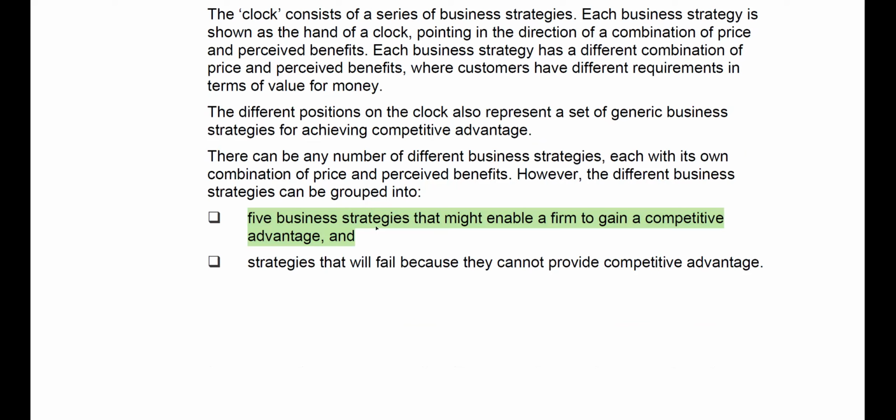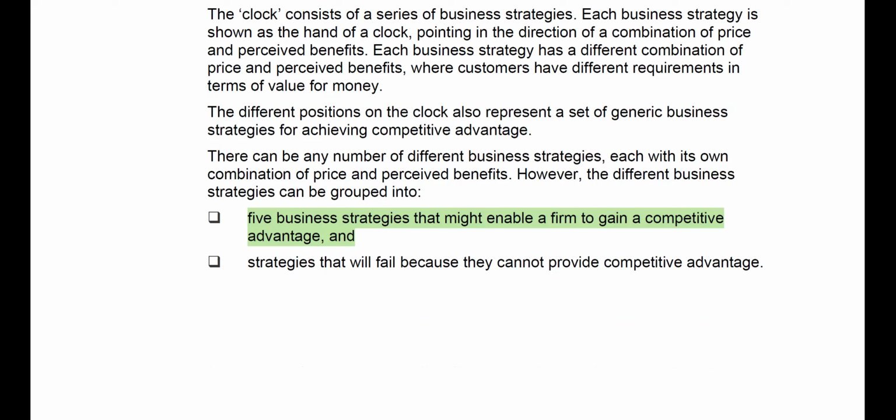True or false? Anything that has a high price and a low benefit, is it not destined for failure? Yeah, it's destined for failure. Because at the end of the day, the price is too high than the benefit you are getting. So you are not likely to buy, right? So those strategies that fall here are failure strategies. They are bound to fail. Okay, so let's look at how the clock looks like. This is how the strategic clock looks like.